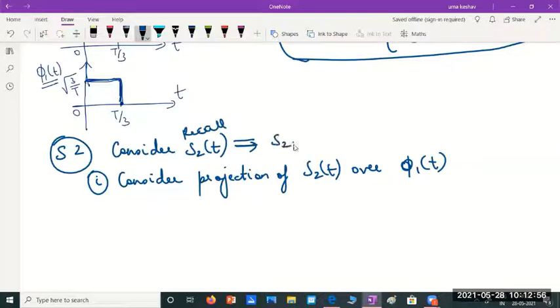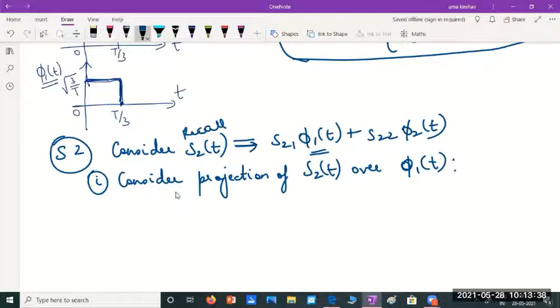Remember, if you recall, S2 is S21 phi1 of t plus S22 phi2 of t. We considered two terms whenever we had to find the signal S2, right? So I have to find the projection of S2 over this function phi1. That will be S21. And the projection of S2 over phi2 will be S22. So let me find the projection of S2 over phi1 first.